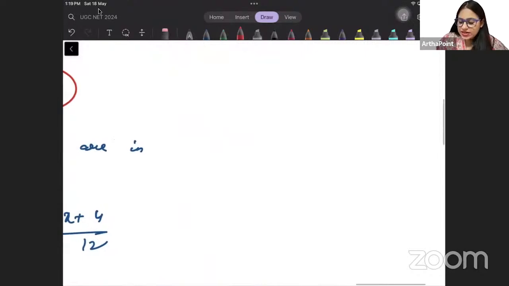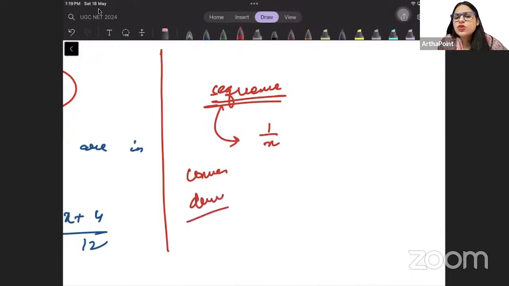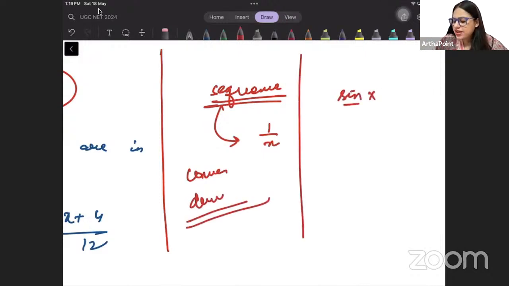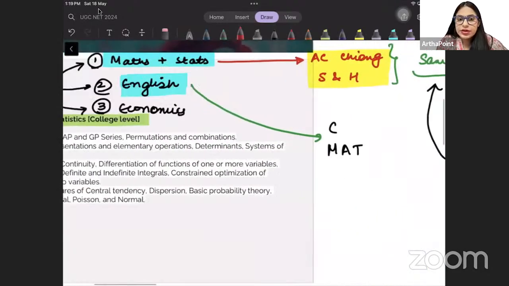Similarly, if I tell you that there is a sequence, and the sequence is 1 by n. Does this converge or diverge? Then you just need to know basic properties. Or suppose I tell you sin x by x. Does this converge or diverge? So basic knowledge is very much required in the IIT Kanpur paper.